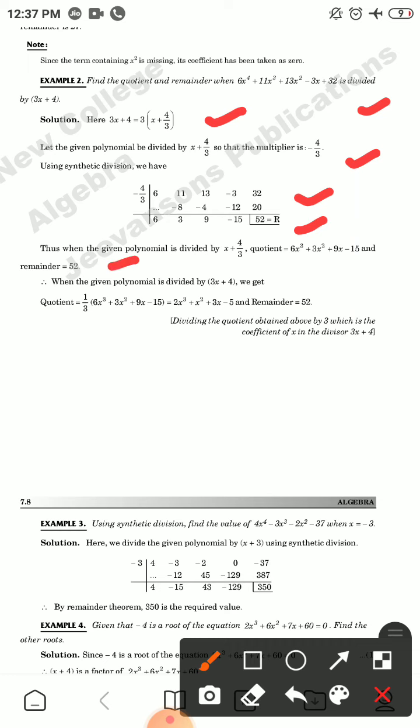Therefore, when the given polynomial is divided by 3x + 4, we get the quotient by dividing the previous quotient by 3, and this gives 2x^3 + x^2 + 3x - 5, and the remainder is 52.